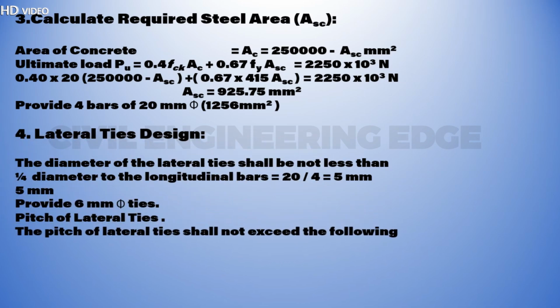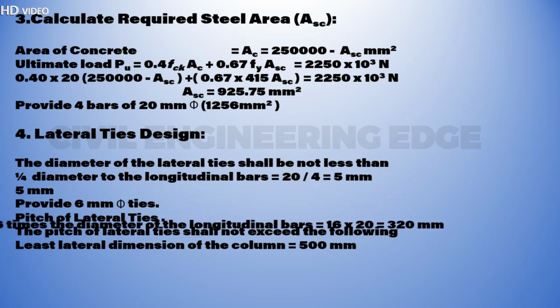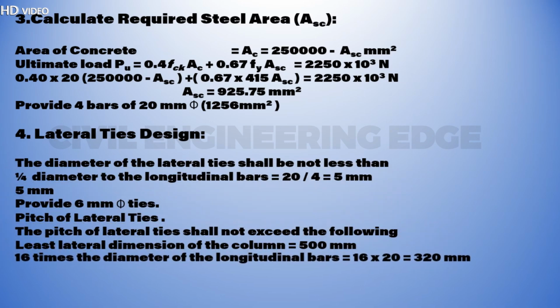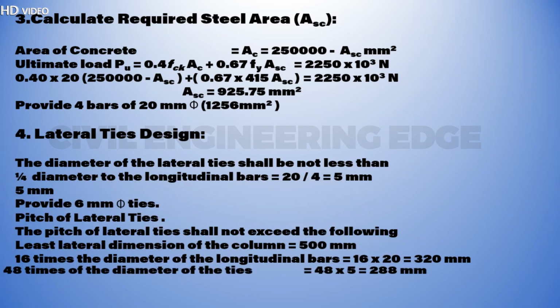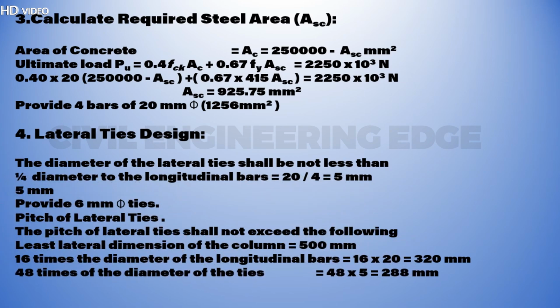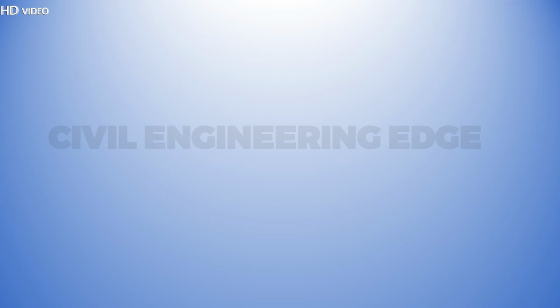Safe bearing capacity of the soil equals 225 kilonewton per square meter. Thus, area of the foundation equals 1650 divided by 225 equals 7.333 square meter. Side of the footing equals square root of 7.333 equals 2.71 meter. Provide 2.75 meter into 2.75 meter.